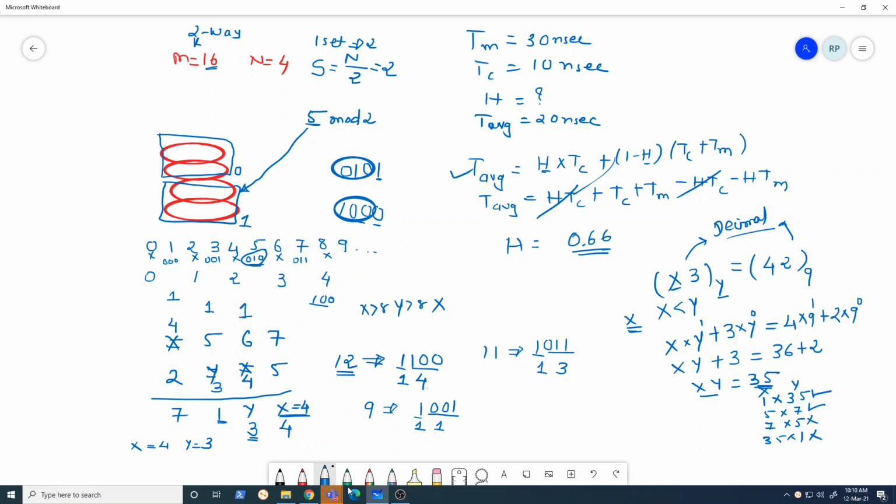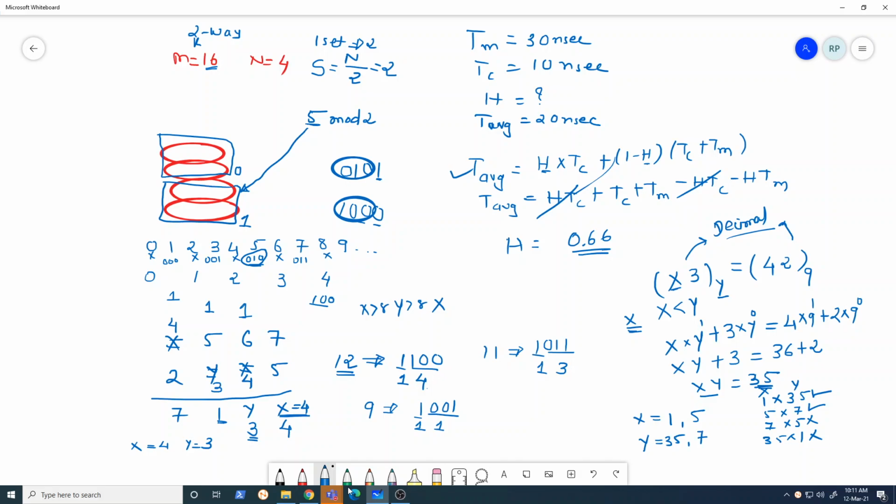So x can be 1 and at that time y will be 35. X can be 5 and at that time y is 7. So in this case, the value of x can be 1 or 5. And for y, when x is 1, the y is 35. When x is 5, the y is 7.